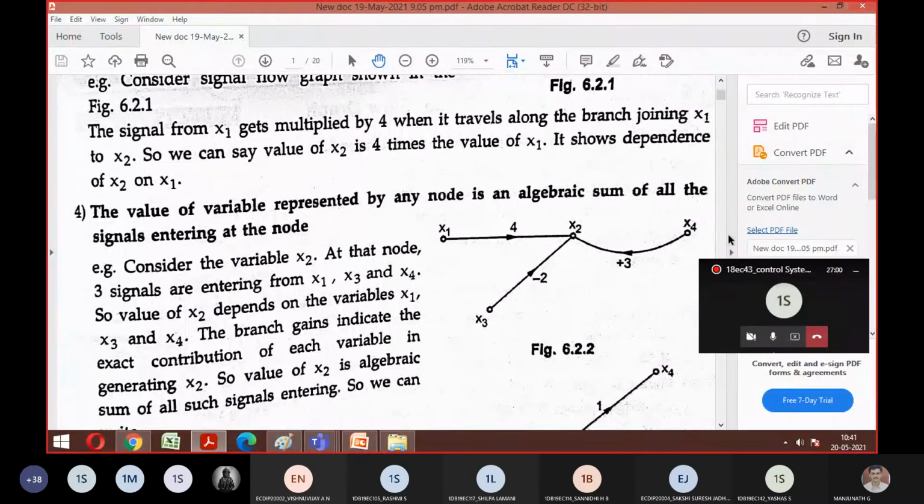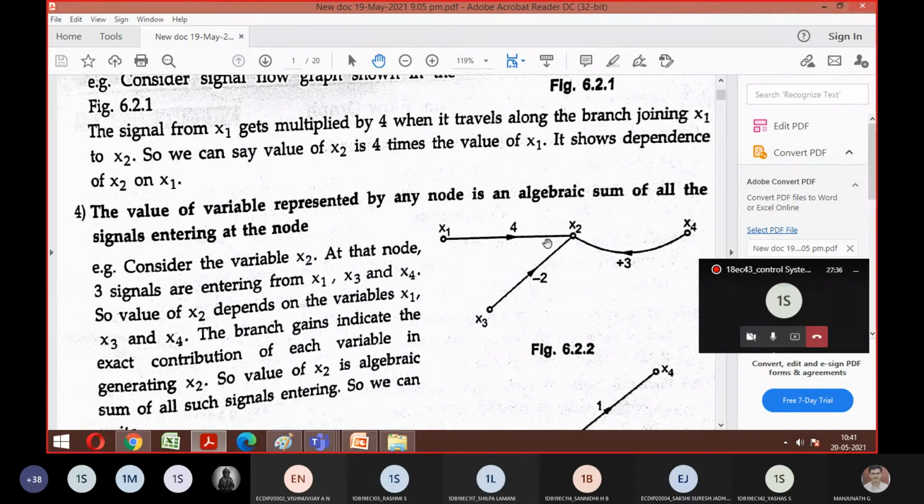x1, x2, x3, x4, four nodes are there. Which is the node at which all signals are entering? x2. Good. So you can look at x2. What is the meaning of this statement? What is x2 equal to? It says the algebraic sum of all the signals entering. It means x1 plus x3 plus x4. Agree? Yes or no? Yes, sir.